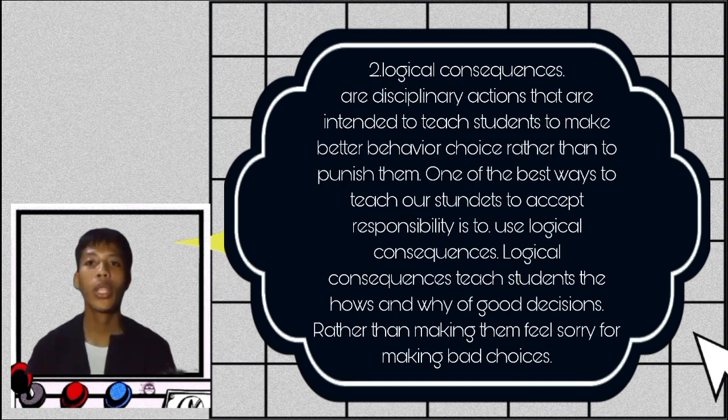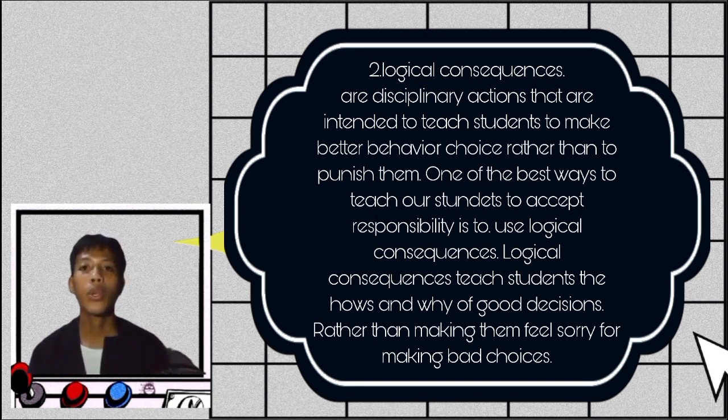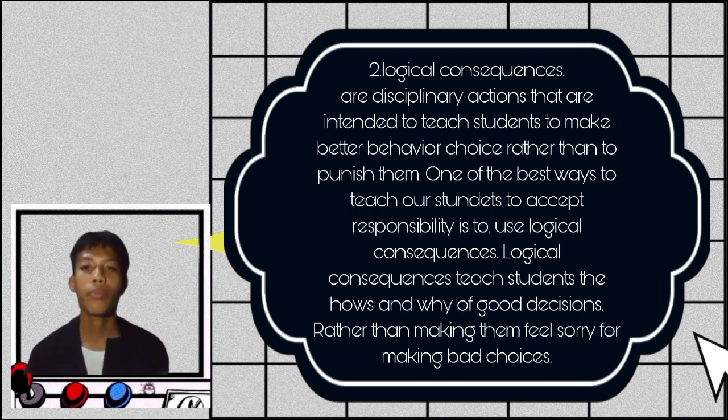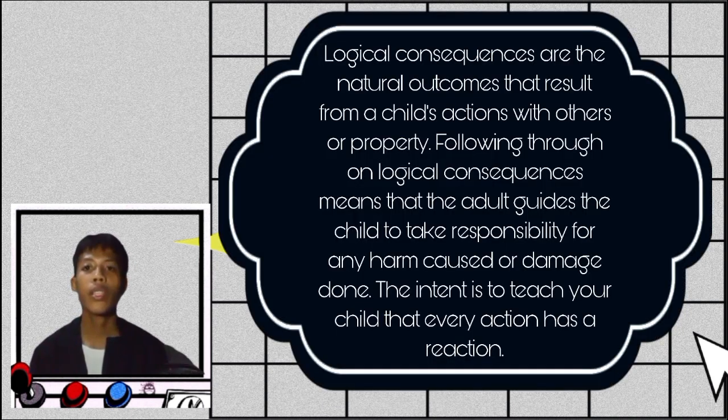Number two is logical consequences. Logical consequences are disciplinary actions that are intended to teach students to make better behavior choices rather than to punish them. One of the best ways to teach our students to accept responsibility is to use logical consequences. Logical consequences teach students the hows and whys of good decisions rather than making them feel sorry for making bad choices. Logical consequences are the natural outcomes that result from a child's actions with others or property.